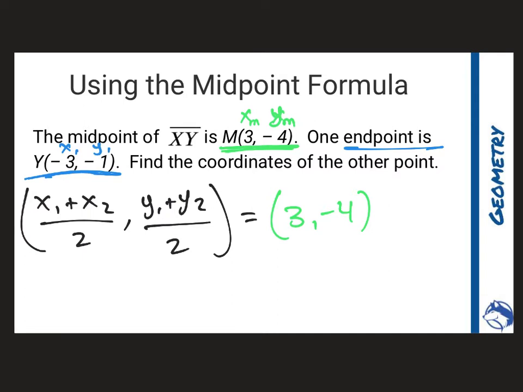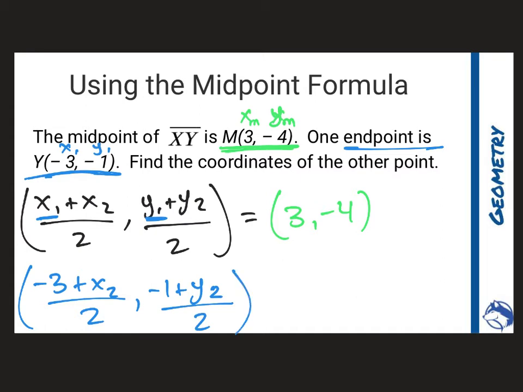So now I just got to plug in the pieces for X1 and Y1. So it's negative 3 plus X2 over 2, and then it's negative 1 plus Y2 over 2. And that's still equal to that 3 comma negative 4. Now here's the important part: I'm going to split this into two separate pieces. So I'm going to do just the X values, and I'm going to make an equation out of that.